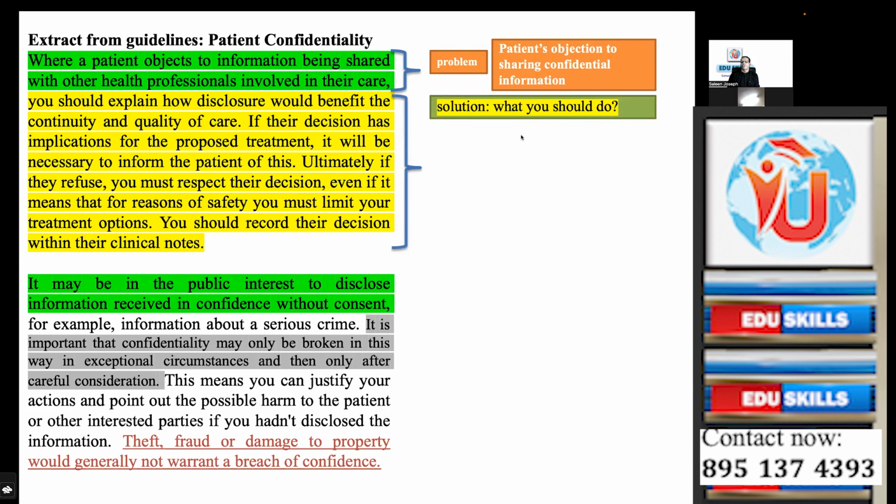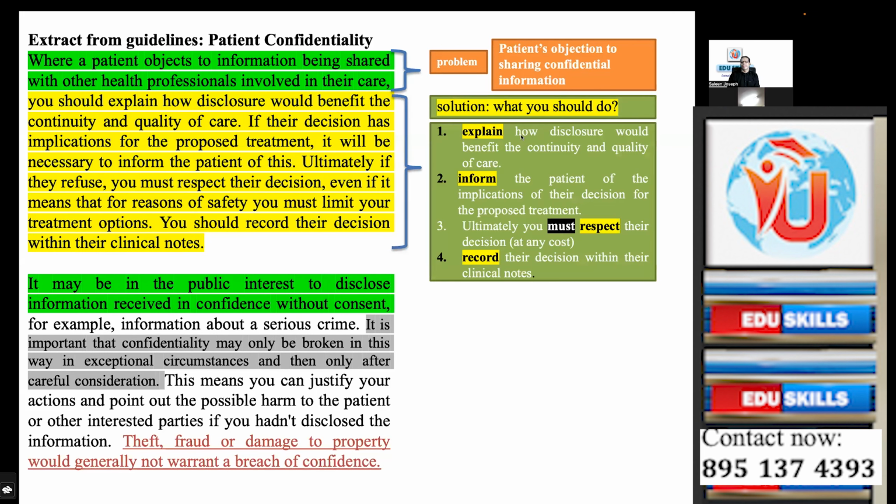Now, what solution? What should you do? It says what you should do. One, explain how disclosure would benefit the continuity and quality of care. Two, inform the patient of the implications of their decision for the proposed treatment. Three, ultimately, you must respect their decision at any cost.